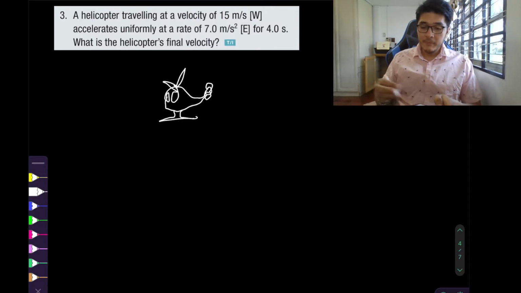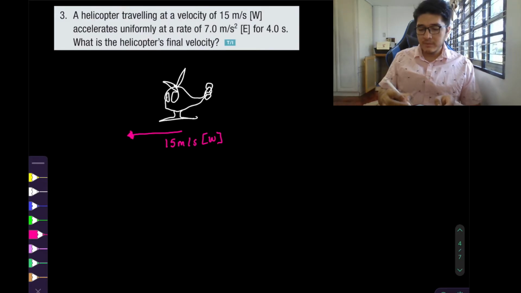Sorry about that. Now we have a helicopter traveling at a velocity of 15 meters per second west. And again, we're dealing with vector quantities, so it is a good idea to visualize them by drawing them. So west pointing. And this is the initial velocity, right? Because this is what it was traveling with already.